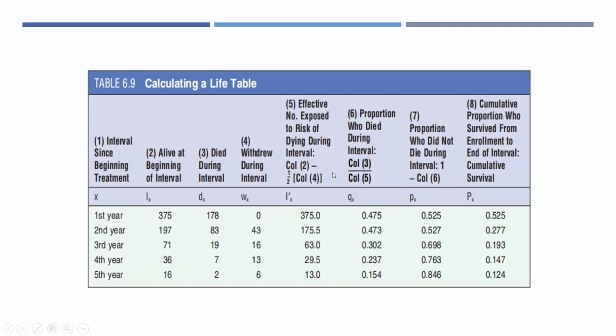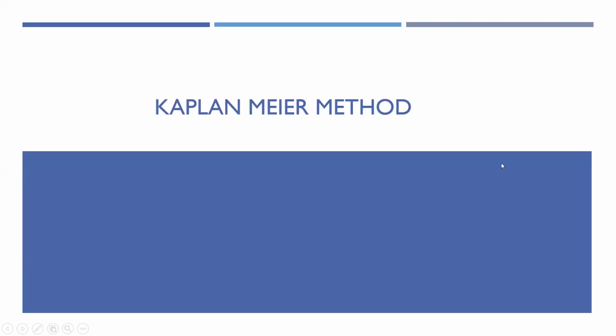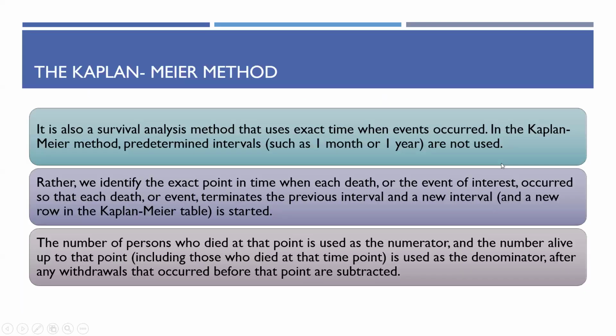To get the effective number exposed to risk of dying during the interval, we subtract column 4 from column 2. To get the proportion who died during the interval, we divide column 3 by column 5. To get the proportion who did not die during the interval, we subtract column 6 from 1. To get the cumulative proportion who survived from the enrollment to the end of the interval, which is known as the cumulative survival. Next is the Kaplan-Meier method.